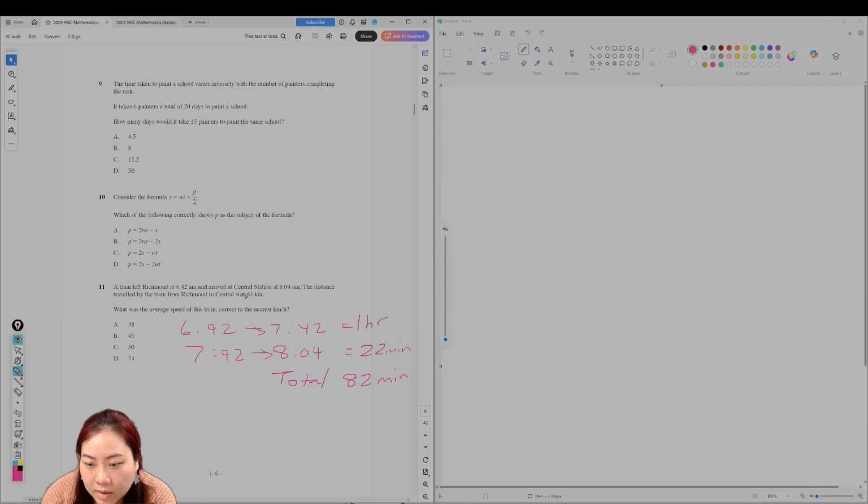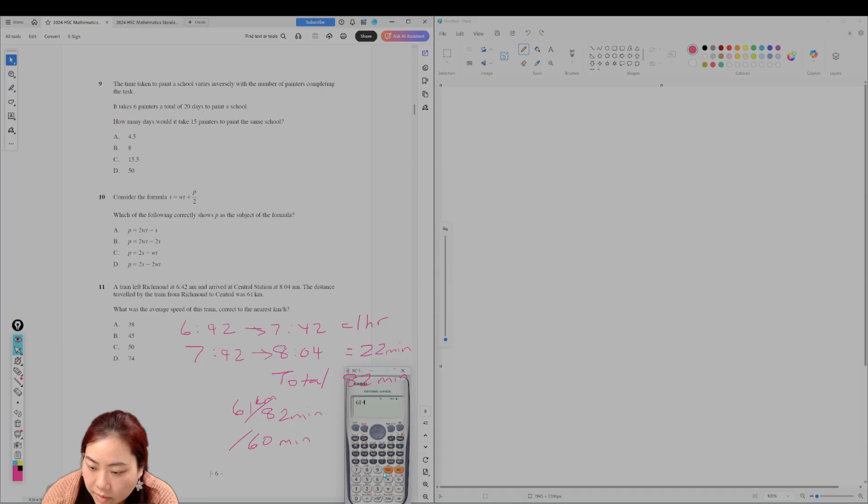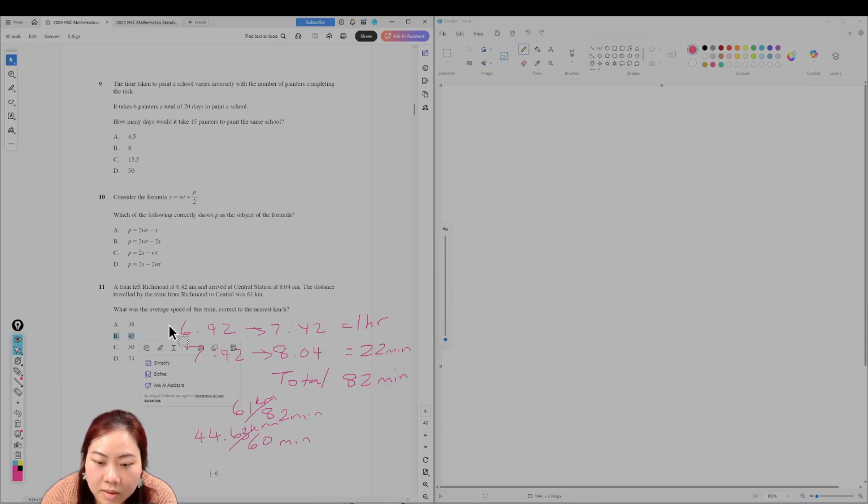And it went 61 kilometers. We want kilometers per hour. So it's 61 kilometers in 82 minutes, which is how many in 60 minutes? So we would do 61 divided by 82 times 60. 44.63 kilometers. About 45. So I would say 11 is B.